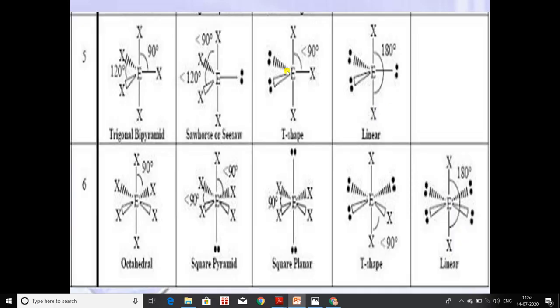Okay. Now, this is the first case when out of 5 electron pairs, no lone pair is present. But if one lone pair is present out of these 5 electron pairs, then what will happen? 4 bond pairs will be there in the structure. So this is the second case. Here 1, 2, 3, 4. 4 bond pairs are present and 1 lone pair is present.